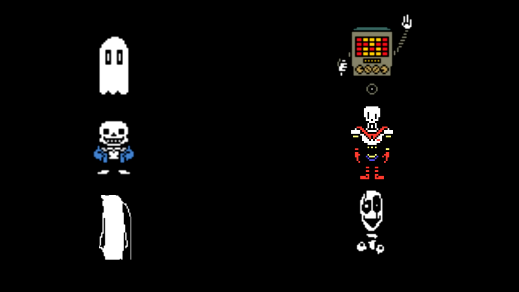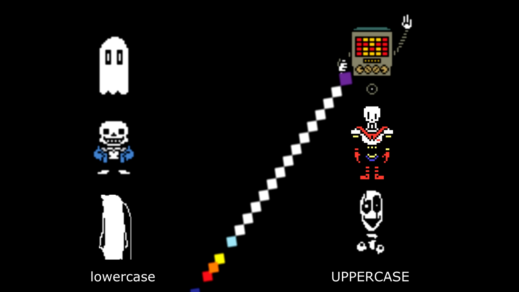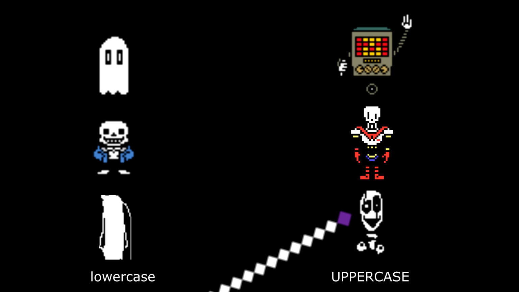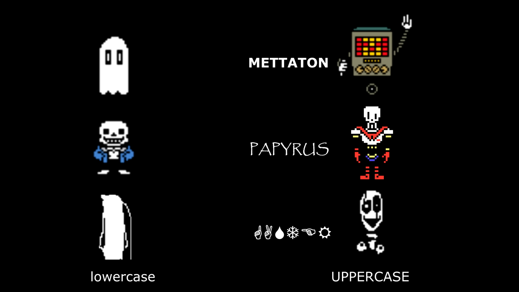So first of all, let me show you something peculiar I noticed. Uppercase and lowercase speech. Who says what and how? Uppercase, we have Papyrus, Mettaton in his box form, and Gaster from Entry 17. These characters only speak in all uppercase and their fonts are different from one another.